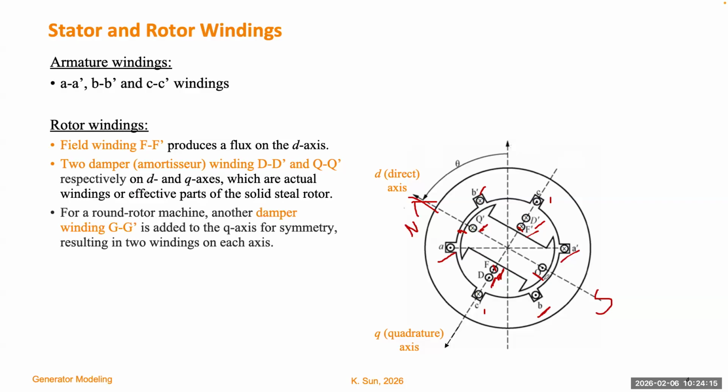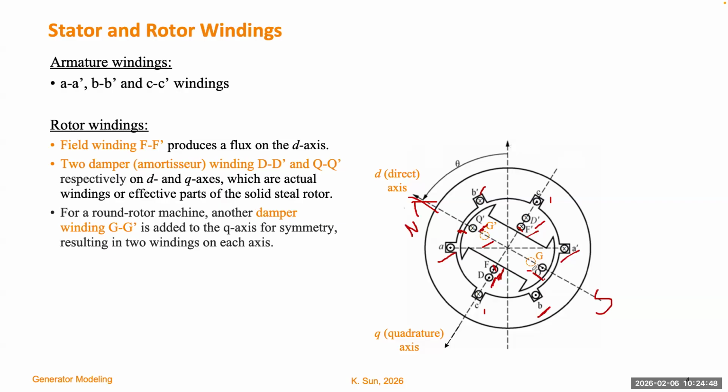But for round rotor generators, we want to make the number of windings symmetric between d and q. Right now for the cylindrical rotor generator, we have 2 windings in d and 1 winding in q. So we add a second damper winding in q. Now each axis has 2 windings, the same number of windings.